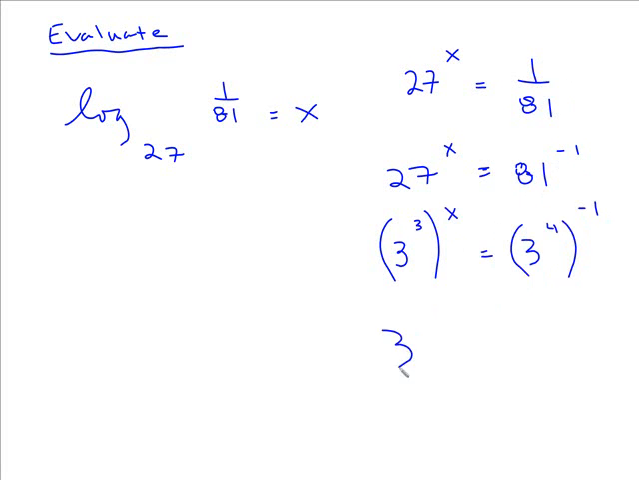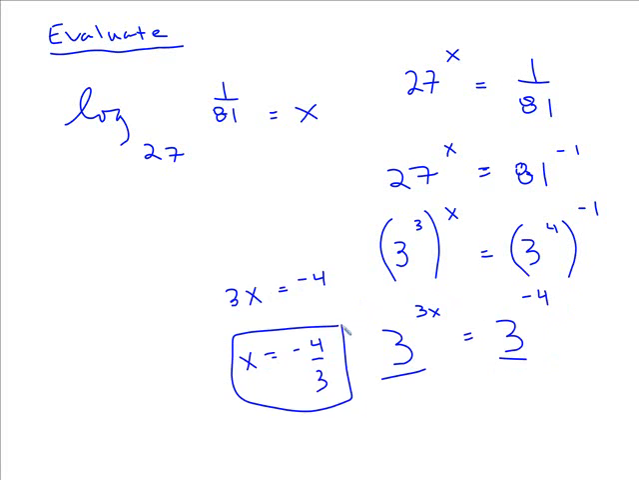Follow exponent rules. 3 to the 3x is equal to 3 to the negative 4. We've got the same base. It's okay to set the exponents equal to each other. 3x is equal to negative 4. So x is going to equal negative 4/3. Okay? Negative 4/3. So this value here is negative 4/3.